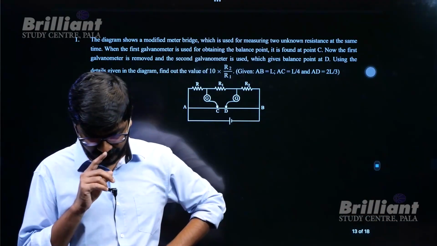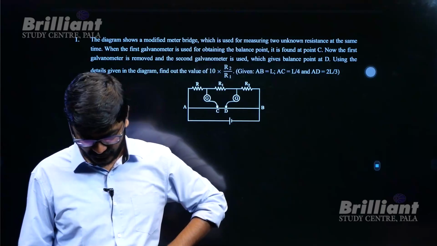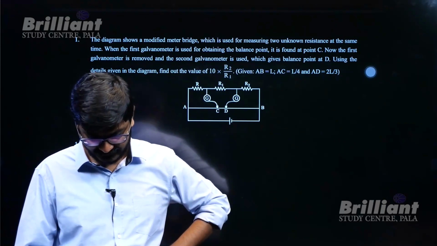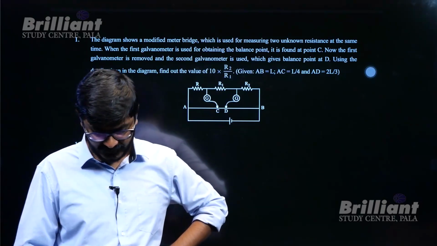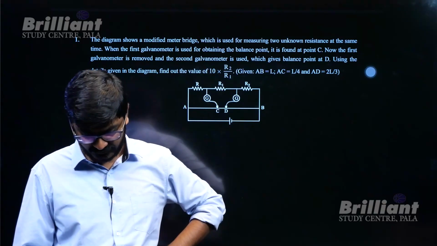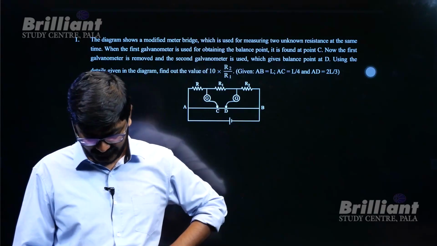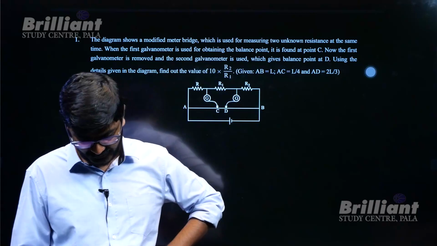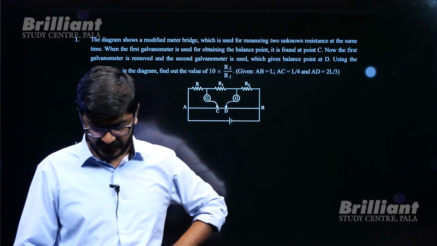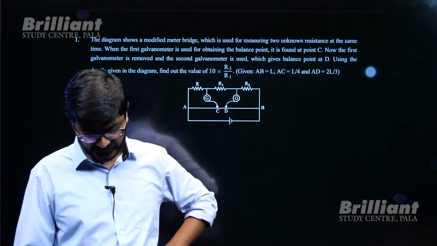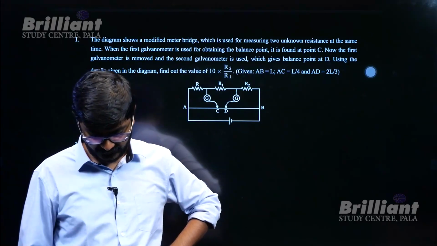The diagram shows a modified meter bridge which is used for measuring two unknown resistances at the same time. When the first galvanometer is used for obtaining a balance point, it is found at point C. Now the first galvanometer is removed and the second galvanometer is used, which gives balance point at D. Using the details, find the value of 10 into R2 by R1.